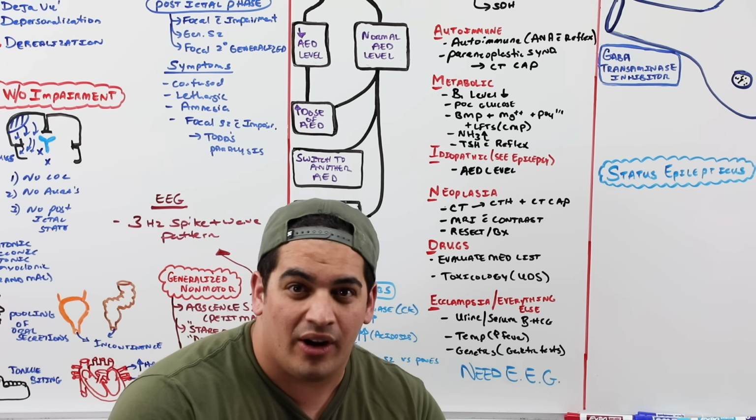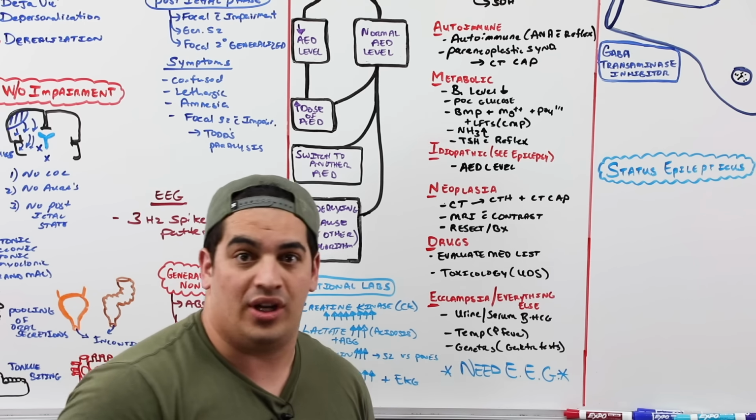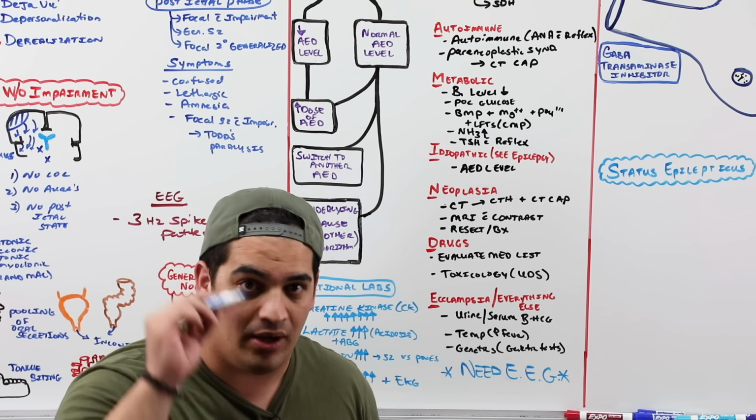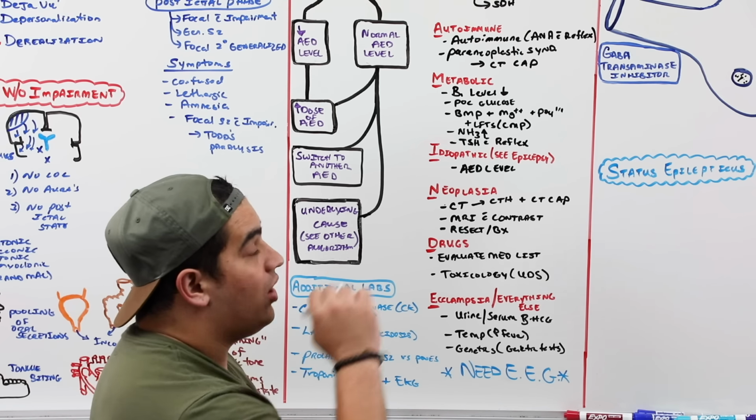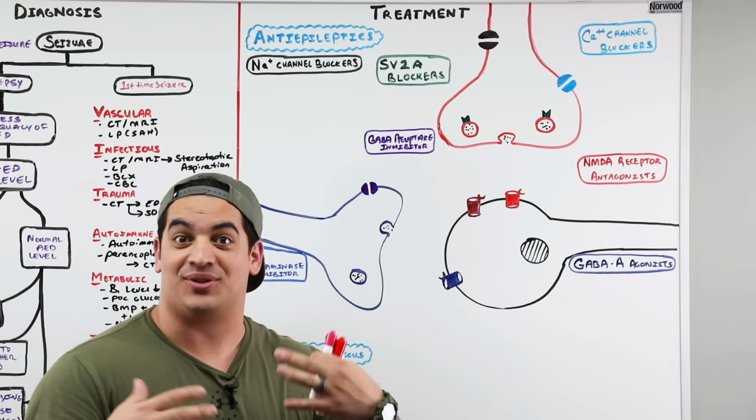So very, very important. Another test that you need to add on is an EEG, looking for abnormal electrical activity within the central nervous system. All right, now let's talk about treatment. All right, engineers, now we need to talk about the treatment of seizures or epilepsy.